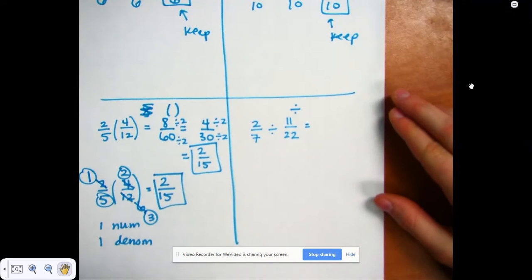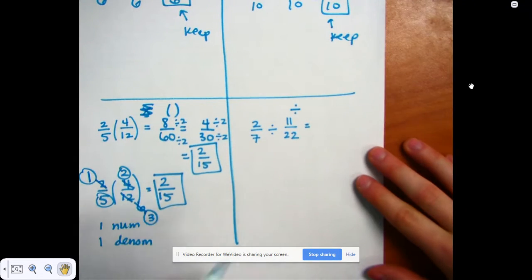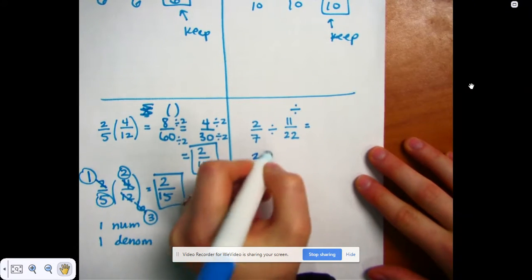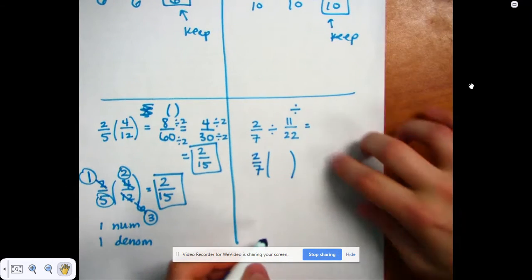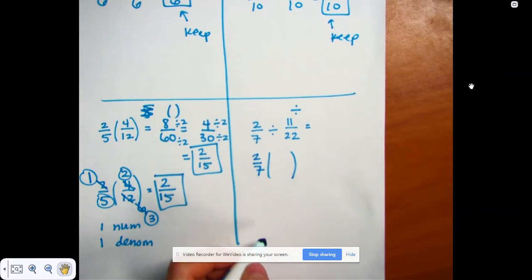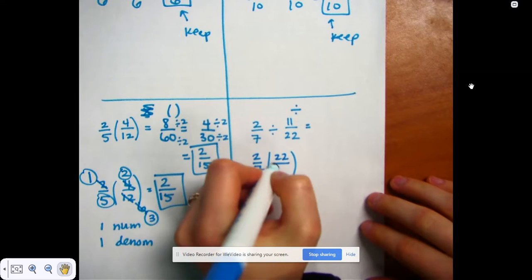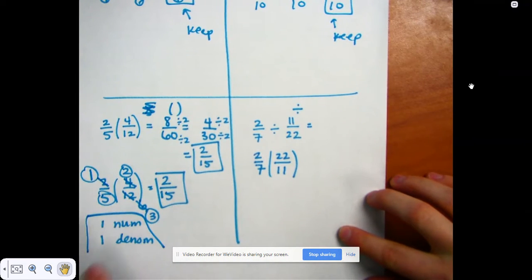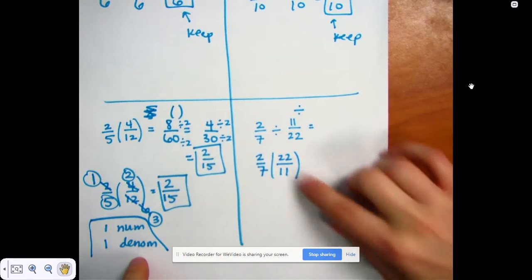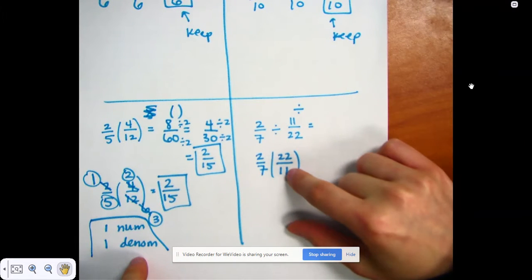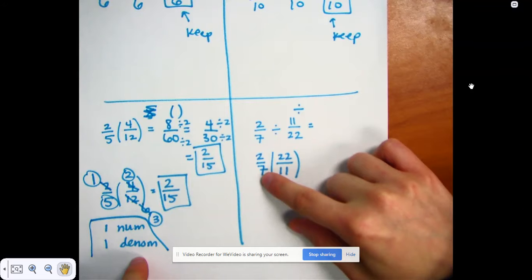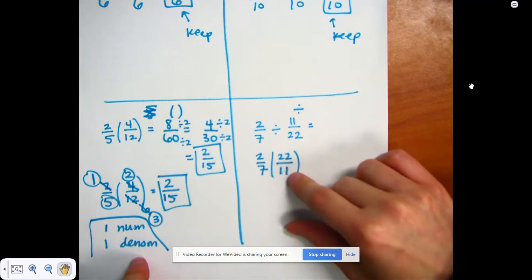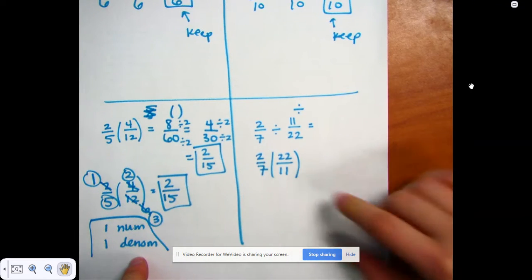Remember, we multiply by the reciprocal. So this is going to be 2/7 times, what's the reciprocal of 11 over 22? 22 over 11. Again, I'm going to try to simplify. I need one numerator and one denominator. 2 and 7, nothing. 2 and 11, nothing. 22 and 7, nothing. 22 and 11, ooh, they have something in common. They have 11 in common.